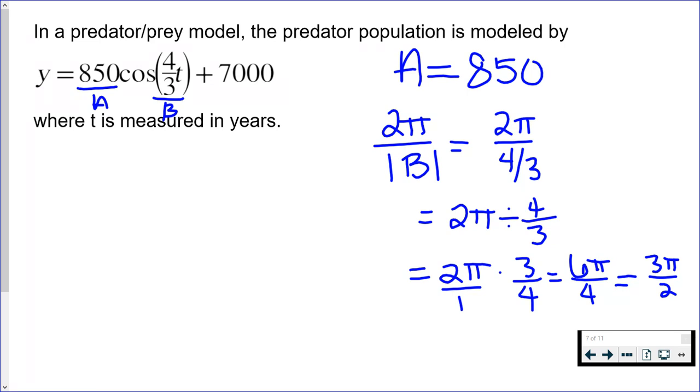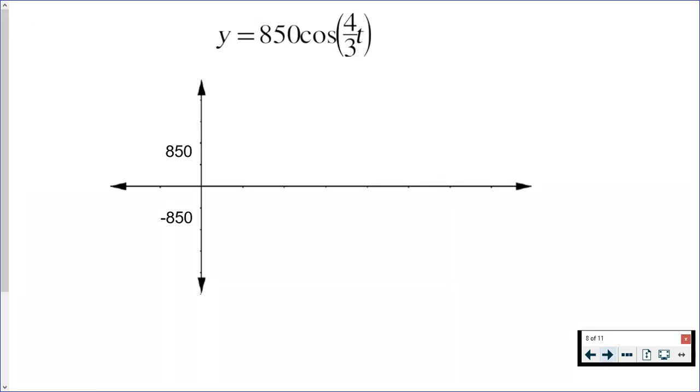I don't know about any of you, I'm not sure how to measure time in pi. That's not really how we do it. So if you convert this into a decimal, you will see that it's about 4.7 years. Now I'm going to use this information to graph.